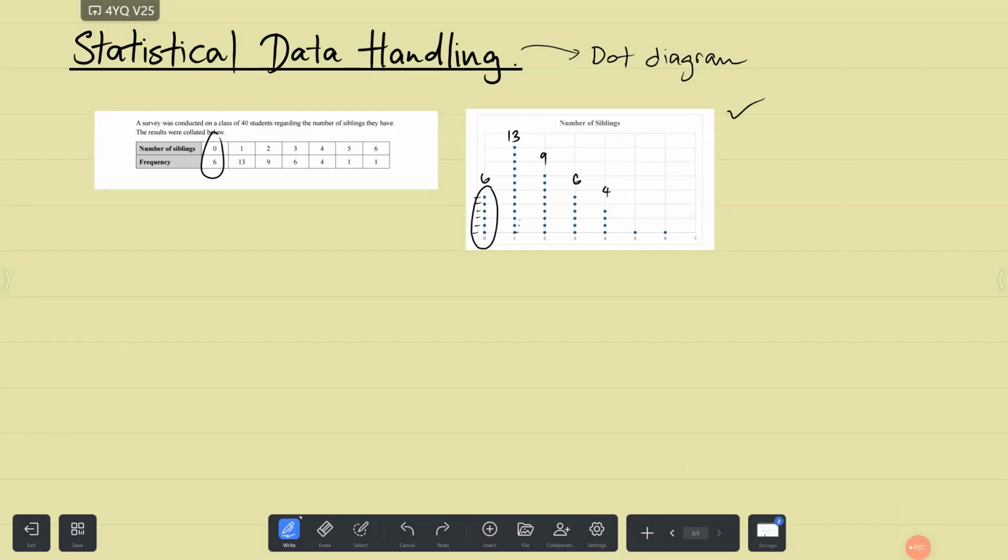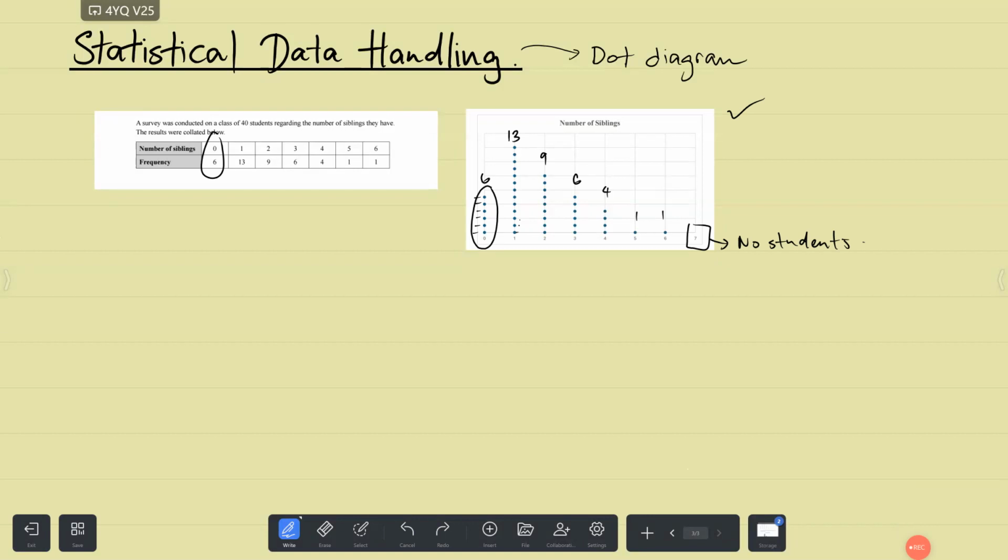So you have 4 students with 4 siblings, and there's 1 student with 5 siblings, another 1 student with 6 siblings. And what is also unique about this dot diagram is that you can display 0 data points in a particular category. So for example here, you look at the category with 7 siblings, there are no students here. You can also indicate it in a dot diagram, whether it's in the middle or towards the end.